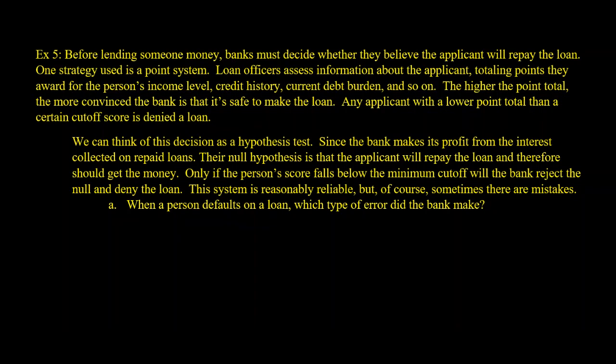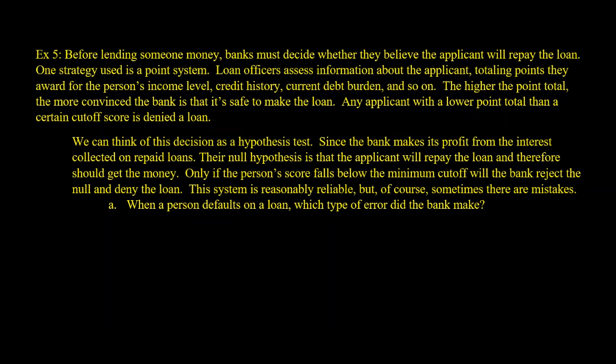Chapter 20, Example 5. Before lending someone money, banks must decide whether they believe the applicant will repay the loan. One strategy used is a point system. Loan officers assess information about the applicant, totaling points they award for a person's income level, credit history, current debt burden, and so on. The higher the point total, the more convinced the bank is that it's safe to make the loan. Any applicant with a lower point total than a certain cutoff score will be denied a loan.